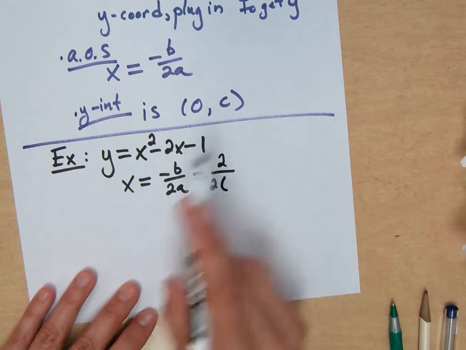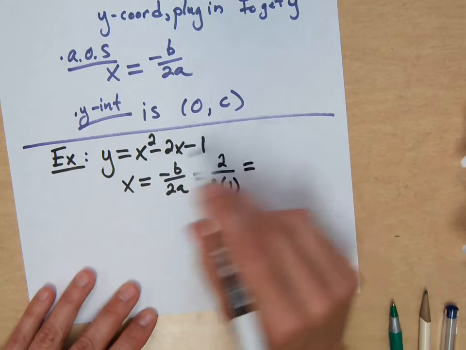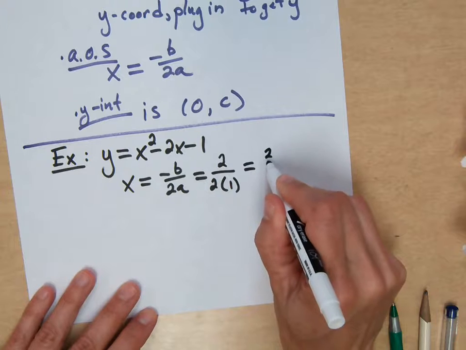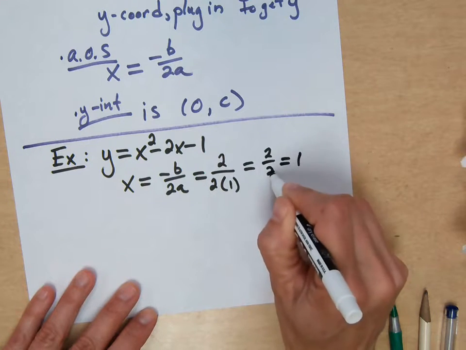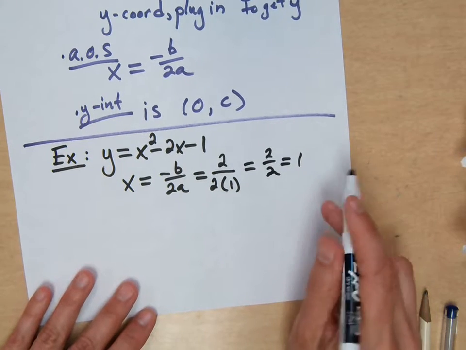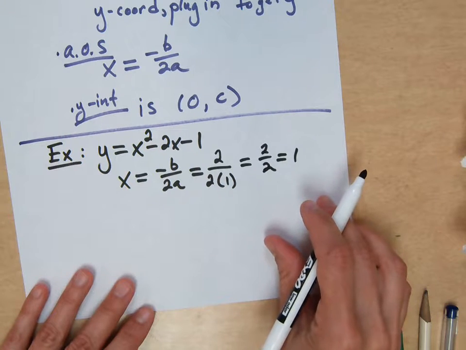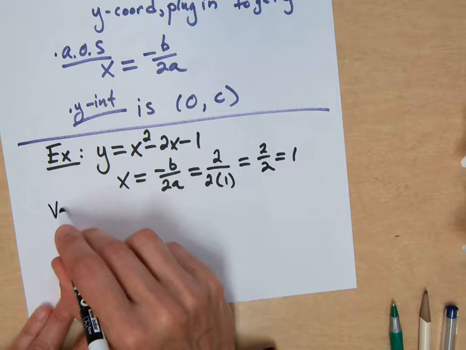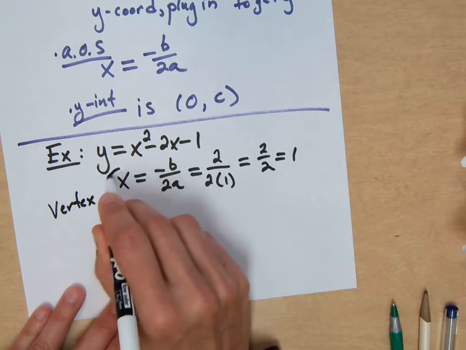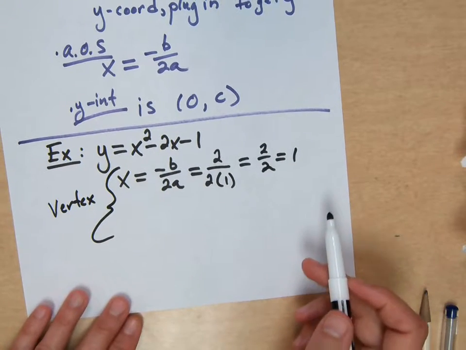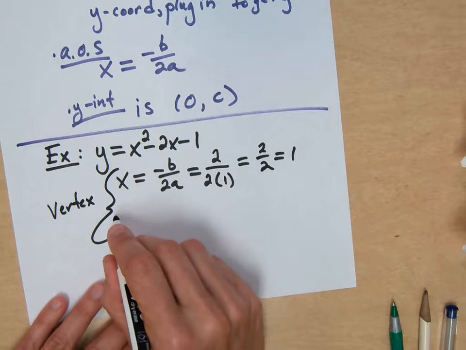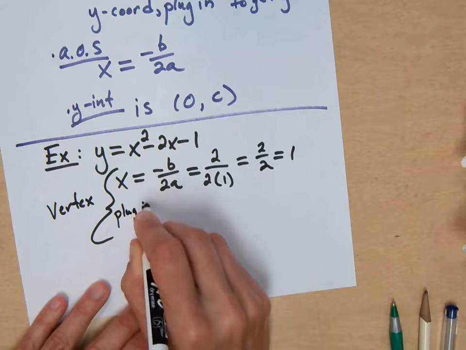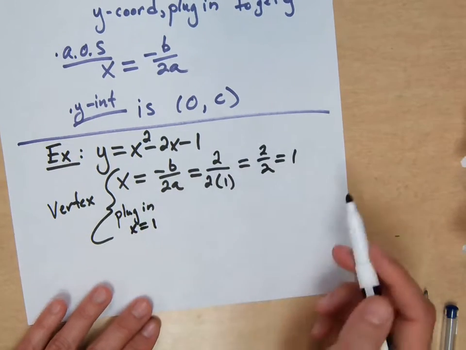What is a? Yes, good. You don't see it. It's 1. 2 over 2 is just equal to 1. So that's the x-coordinate. To find the y-coordinate of the vertex, all of this is for the vertex. That would be the harder part. That's the more time-consuming. You have to plug in x equals 1 into the original equation.